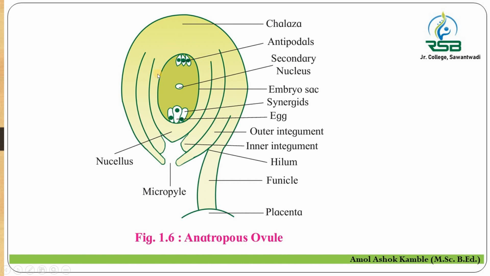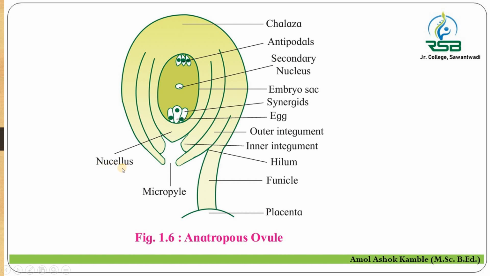And what is the importance of nucellus? Inside the nucellus, the process of megasporogenesis takes place. Megasporogenesis, megaspore development takes place inside the nucellus. Again, the structure that we are seeing at the center is called the female gametophyte or embryo sac. It develops again inside the nucellus. So nucellus is the first feature of the body.